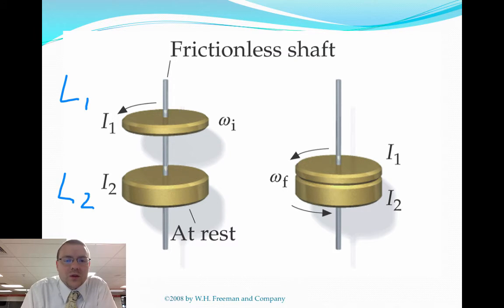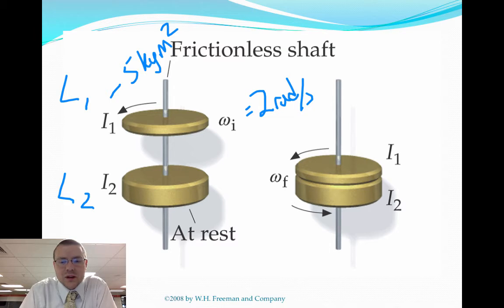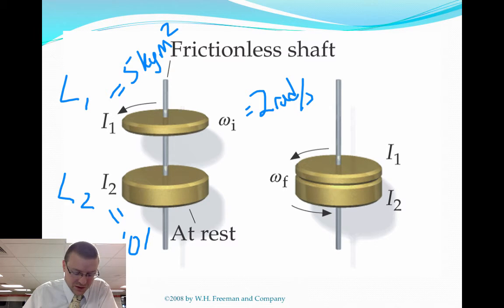So if we look at both of these wheels here, the first wheel, I1, is spinning with an omega initial. Let's say that I1, if we do our mr squared or 1/2 mr squared, whatever the moment is, comes out to 5 kilograms meters squared. And let's give it a nice easy speed of 2 radians per second. So that's our initial omega. Angular momentum, I take the moment multiplied by the angular speed. So 5 times 2. Wheel 2 maybe has a moment of inertia that looks like double, so I'm going to say 10 kilograms meters squared.